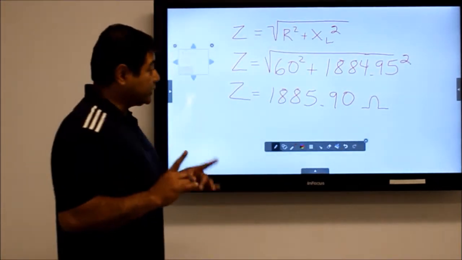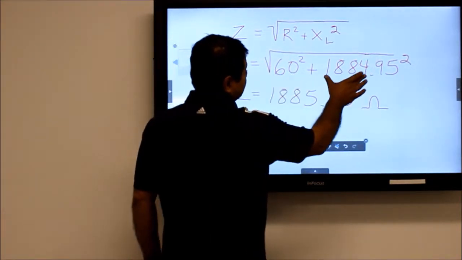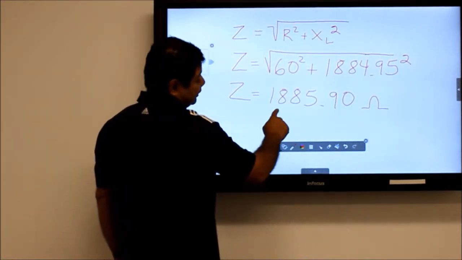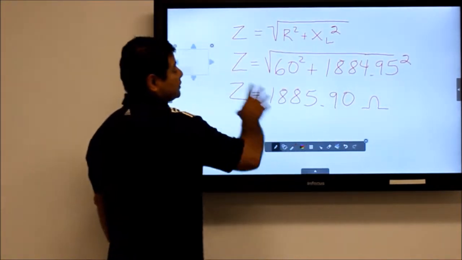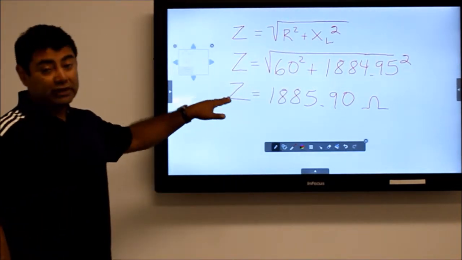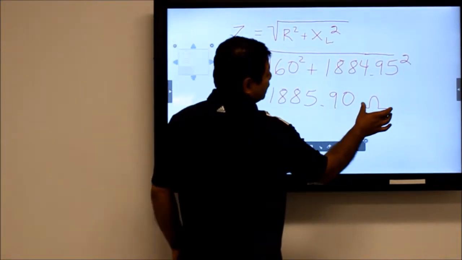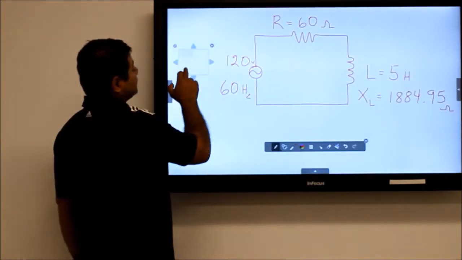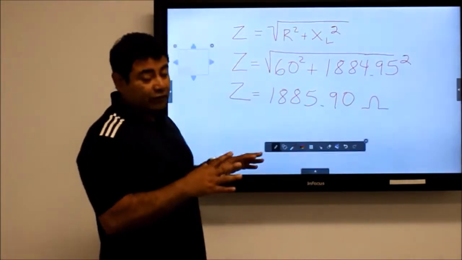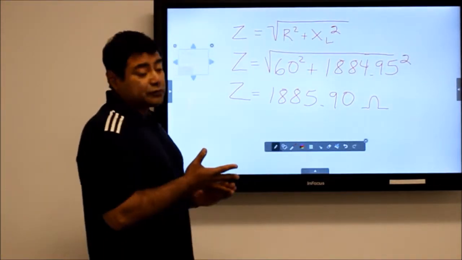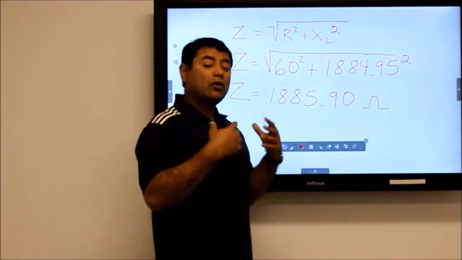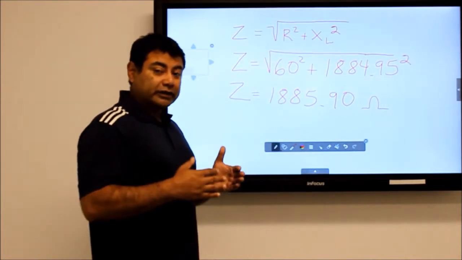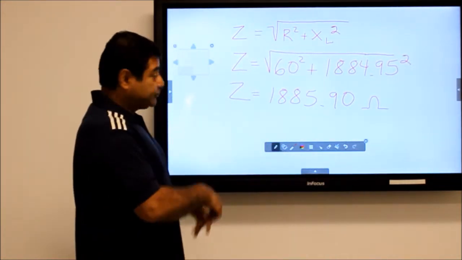Now, one thing that you need to notice is how, even though I have a 60 and an 1884, it did not add linearly. I didn't get 1884 plus 60. It's barely 1885.90. And that's because of the way that we use this addition for the impedance. But now you see that it has an ohmic value, and this ohmic value is for the entire circuit, right? So do not get confused between the impedance and the inductive reactance. They're all ohmic values. It's all added forward resistance. But this will help us calculate the total current in the circuit, as we see next.